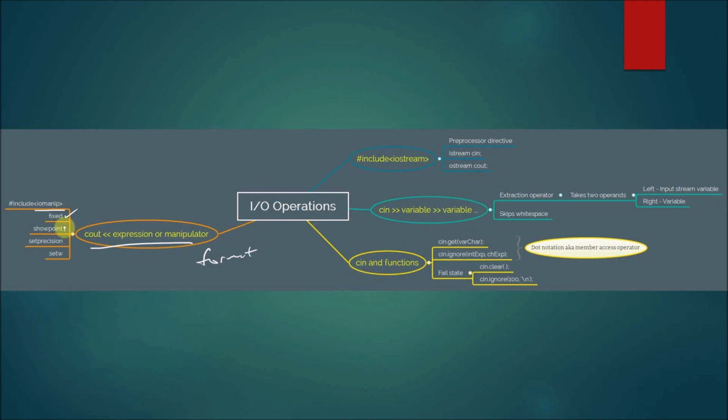We can use showpoint, which shows the decimal point and trailing zeros. We can use setprecision, which controls the output of floating point numbers. Okay, and we can also set width in terms of having data in columns like so.